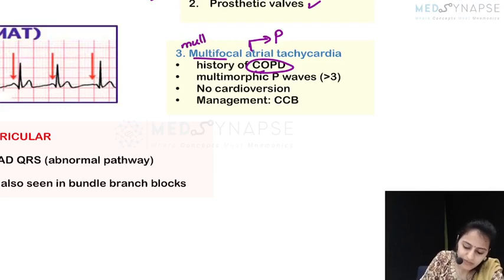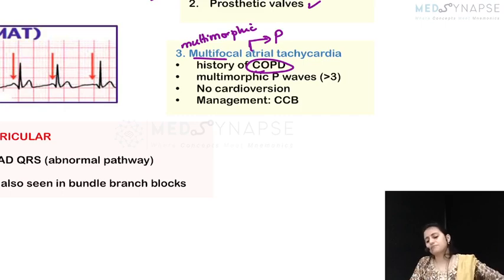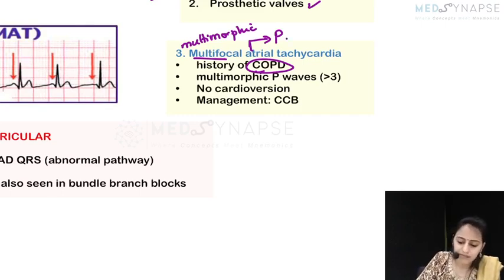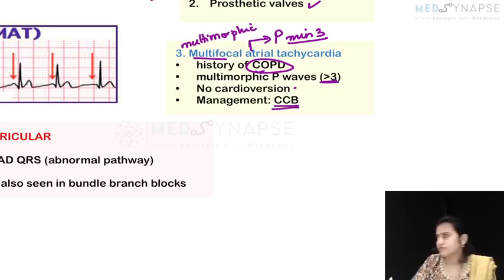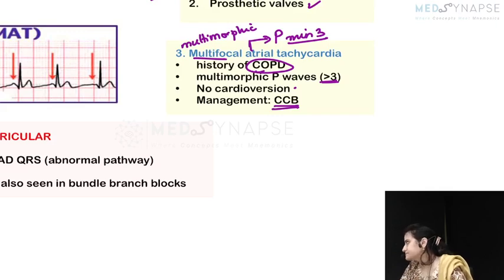So it is going to be multimorphic, polymorphic, matlab the P wave that you see, minimum 3 different P waves is what you would see. So multimorphic P waves, more than 3. Remember, you do not give cardioversion here in MAT. We give calcium channel blocker.